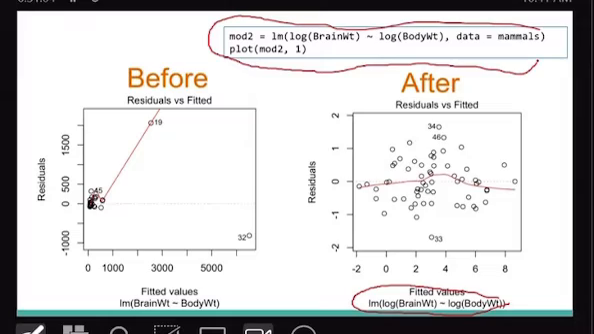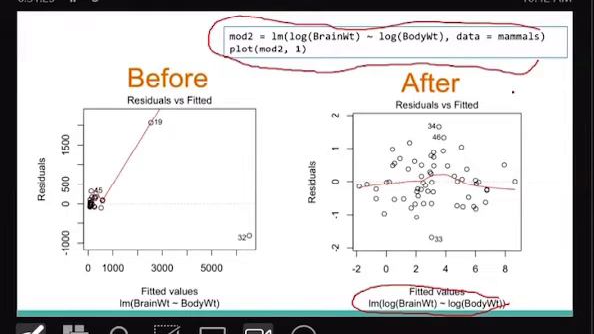Mod 2, because mod 1 is when I just do this. But mod 2 is lm of log of that on log of that, and the name of my data is mama. If I want to have access to the plot, I say plot mod 1, which gives us this. Plot mod 2 gives us that. Does that make sense? That is the code in R.